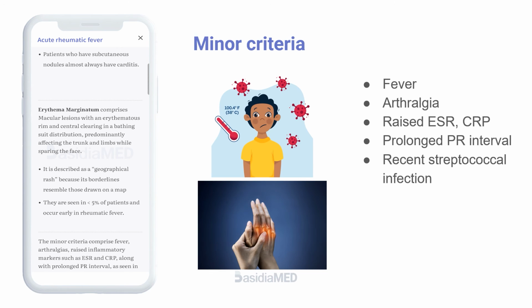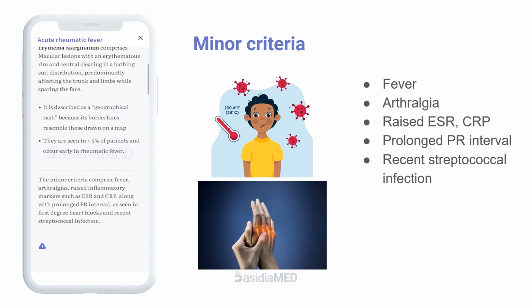The minor criteria comprise fever, arthralgias, raised inflammatory markers, such as ESR and CRP, along with prolonged PR interval, as seen in first-degree heart blocks, and recent streptococcal infection. Further investigations and management of rheumatic fever are discussed in a different video.